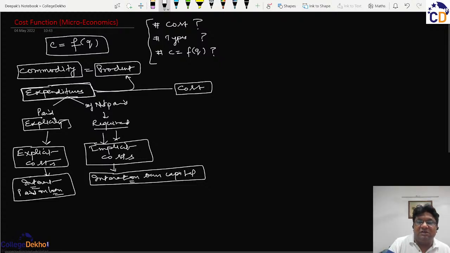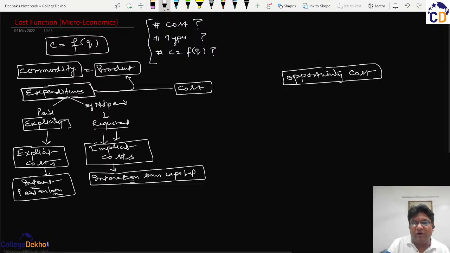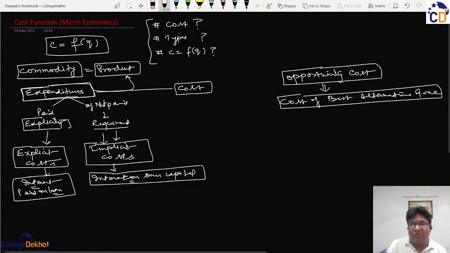In addition to these two concepts, we will also focus on the term opportunity cost, and these opportunity costs will be important to identify all implicit costs associated with the product. So we can say in simple terms that opportunity cost is the cost of the best alternative gone. This definition is word for word what has been mentioned in the various books. But what is said is that it is the cost of the best alternative gone.